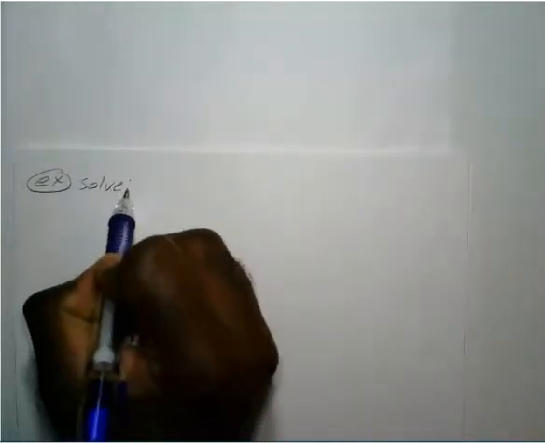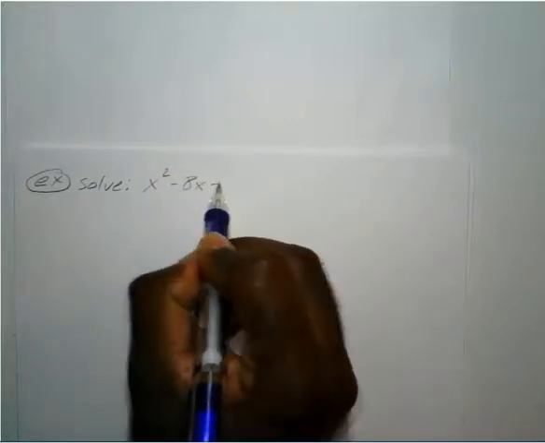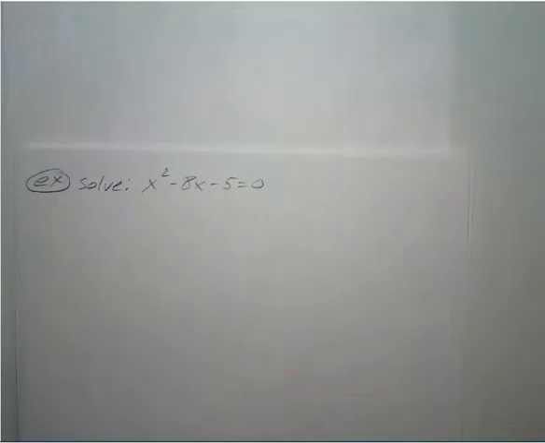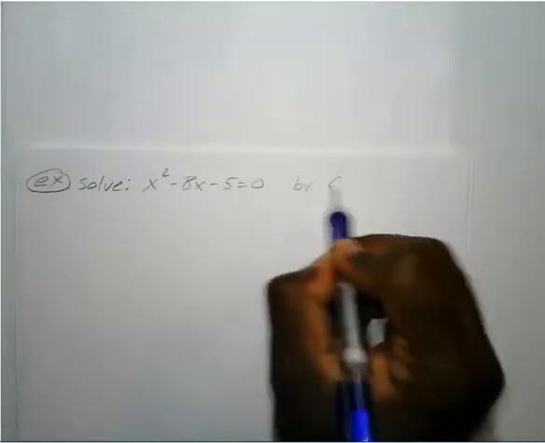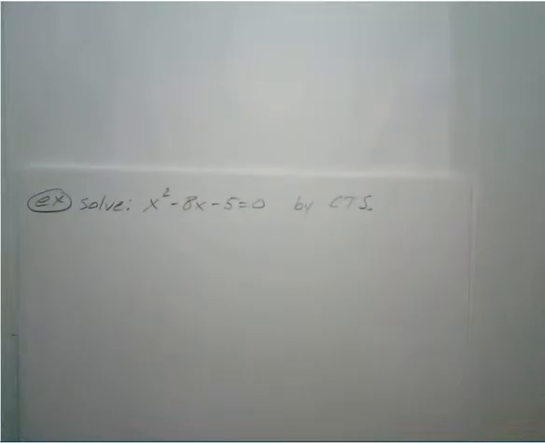Okay, so let's say, for example, we want to solve x squared minus 8x minus 5 equals 0 by completing the square.